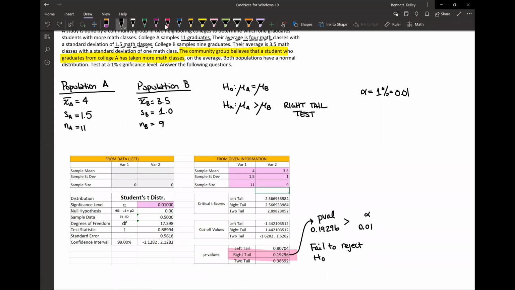So one thing you could notice is that if you look at the confidence interval, it goes from negative 1.1282 to 2.1282, meaning that it captures the zero. And since we've captured the zero, we can't rule it out. So if your confidence interval misses the zero, you're going to end up rejecting the null hypothesis. If your confidence interval catches the zero, then you're going to end up failing to reject.